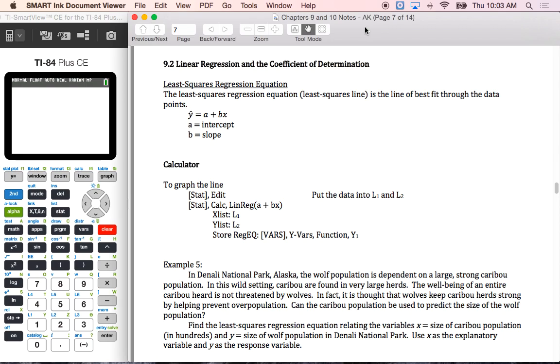You can find the equation doing the exact same thing that we did back in 9.1 when we went through to find r. Type in your information to L1, L2, go stat, calc, you want the linear regression, a plus bx. Now you do not have to go through and store it in there. We can write down the equation by hand and still get the same answer. So don't feel like you have to store things.